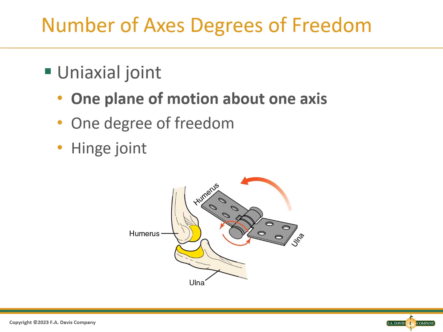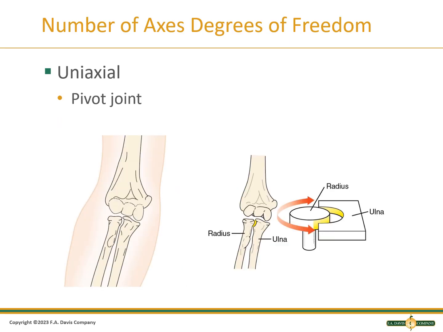Uniaxial joints move in one plane of motion about one axis, so have 1 degree of freedom. These are typically described as hinge joints because they can only move in one plane, such as flexion extension of the elbow. We also have uniaxial pivot joints, where one bone surface pivots or rotates on the other, such as the radius rotating on the ulna for pronation and supination. We also have this with C1 on C2 for cervical rotation.